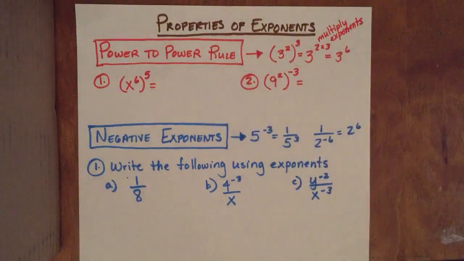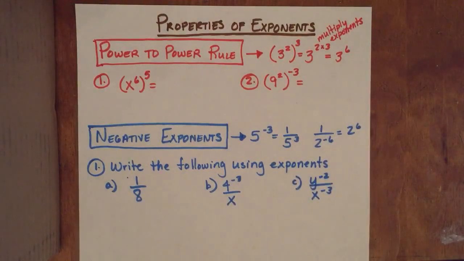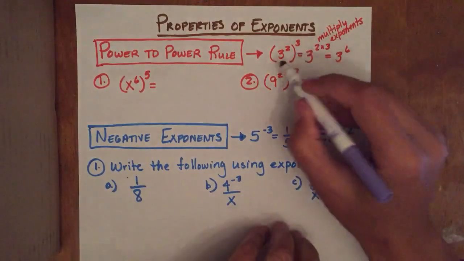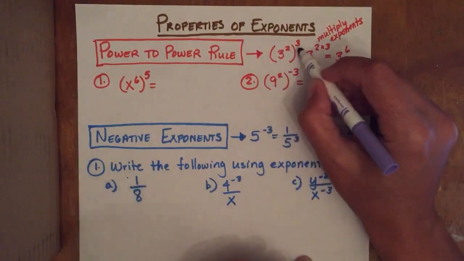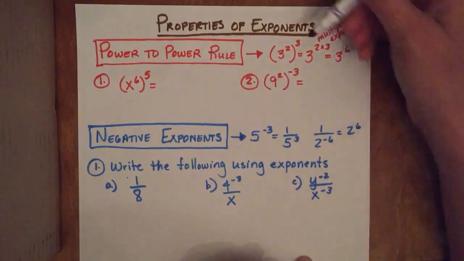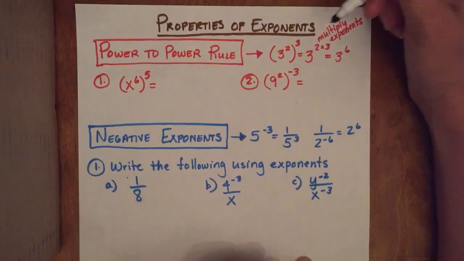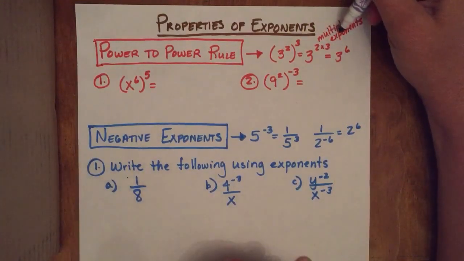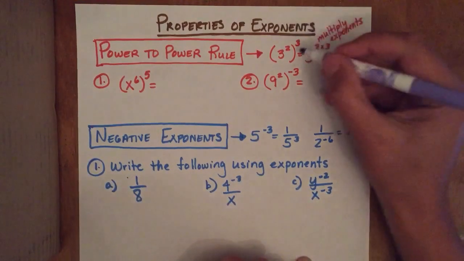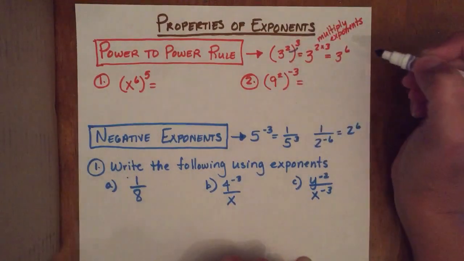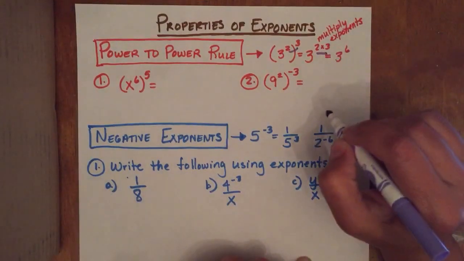So I'm going to start off with the power to a power rule. The power to a power rule means that you've got an exponential expression, like we do here, 3 squared, and the entire expression is raised to another power. So I've got 3 squared raised to the 3rd power. Now what you do in this situation is you multiply the exponents. So 3 squared to the 3rd power means I'm going to multiply the 2 and the 3. So 3 to the 2 times 3, which is 3 to the 6th.